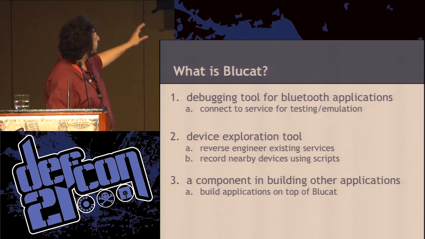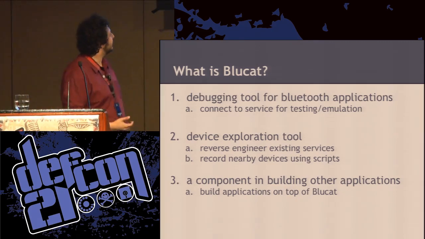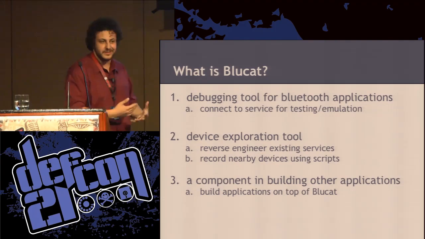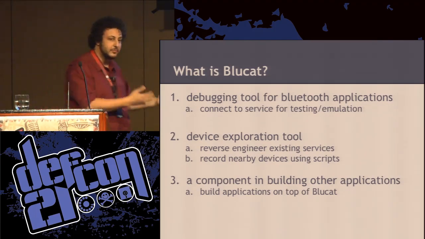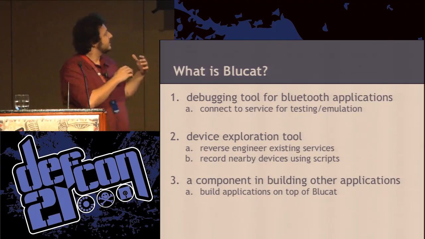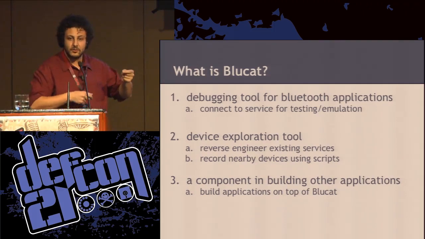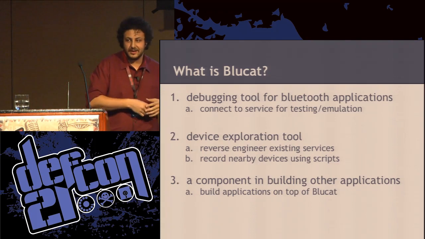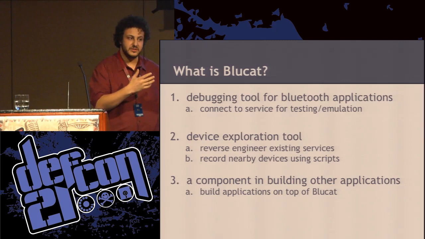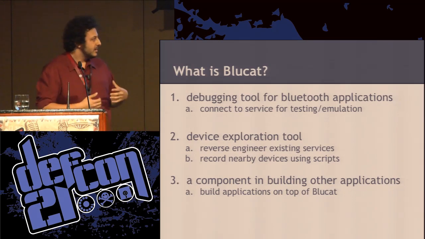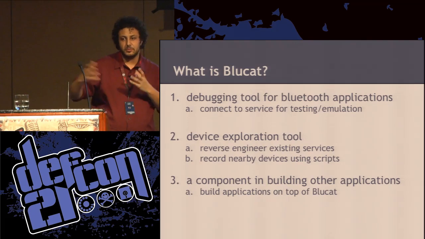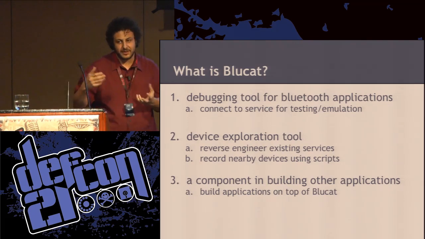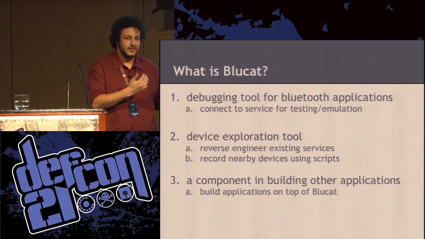So what is Blucat? What is the point of this? There are three main things that I've been able to come up with reasons why. You have a debugging tool for Bluetooth applications. If you're writing a Bluetooth app, you can use it to debug your own application. You can see what's going on, like, did you modify the service record properly so that other devices can see that record? And then whatever process is handling the socket on the other side, you don't want to have a full-blown client ready. You might just want a makeshift client to see what is going on.